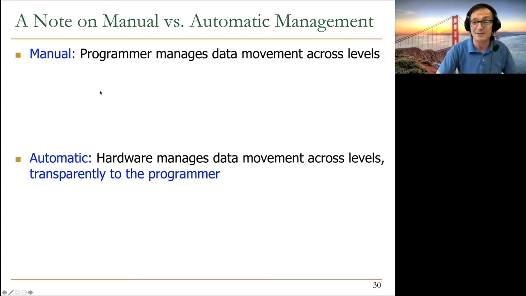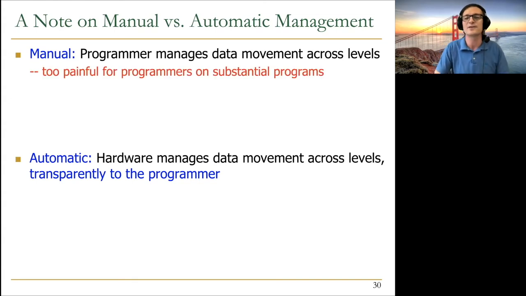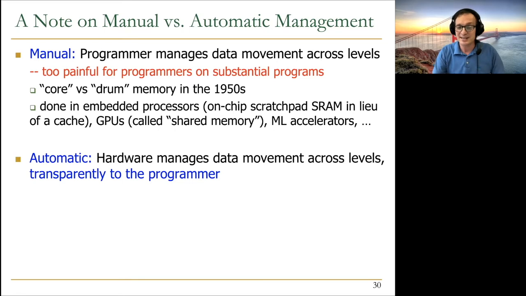But what about cache levels? Manual means the programmer manages data movement across different levels. Automatic means hardware manages data movement across levels transparently to the programmer. And this is another great example of the programmer-microarchitect trade-off. So manual makes it hard on the programmer, of course. Too painful for programmers on substantial programs, unfortunately. But it used to be the case, basically.